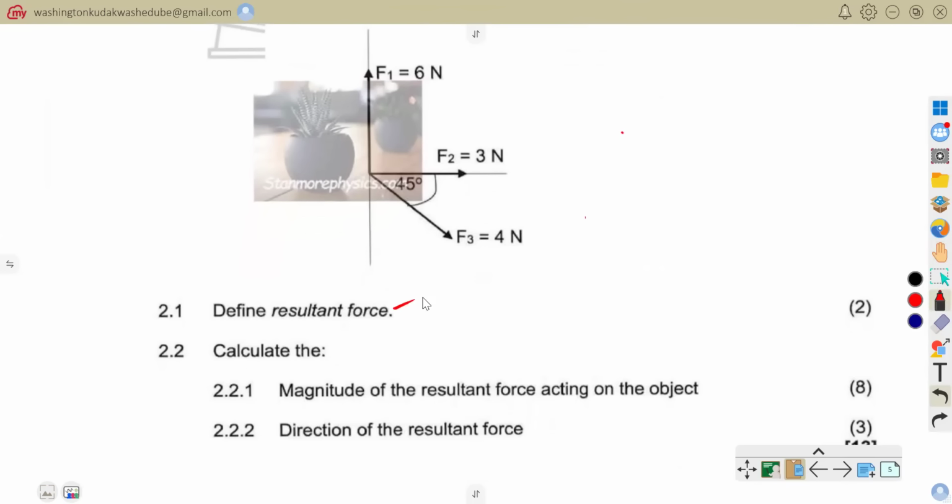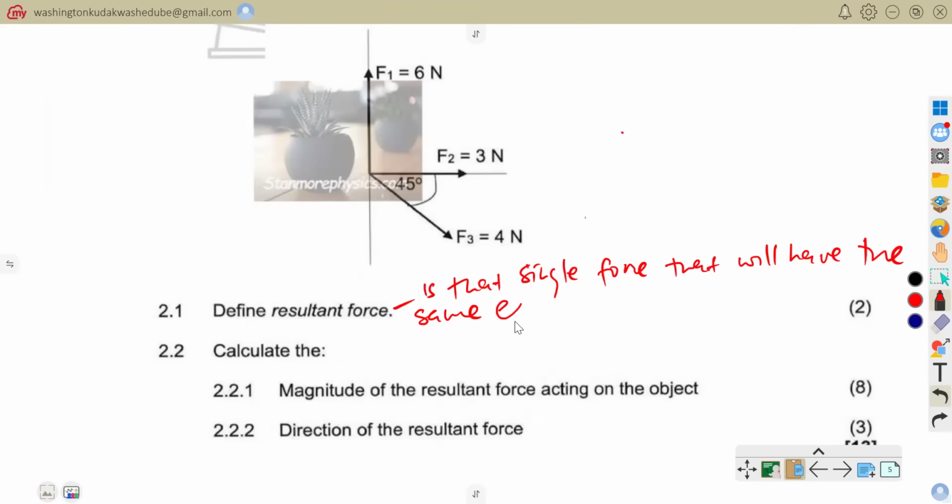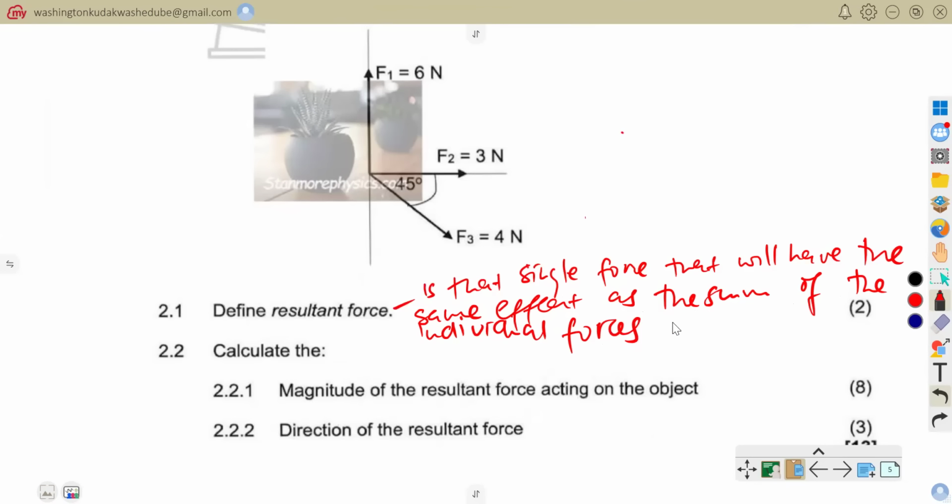So you know that the resultant force is that single force that will have the same effect as the sum of the individual forces that are acting on the object. It is that single force that will have the same effect as the sum of the individual forces acting on the same object.